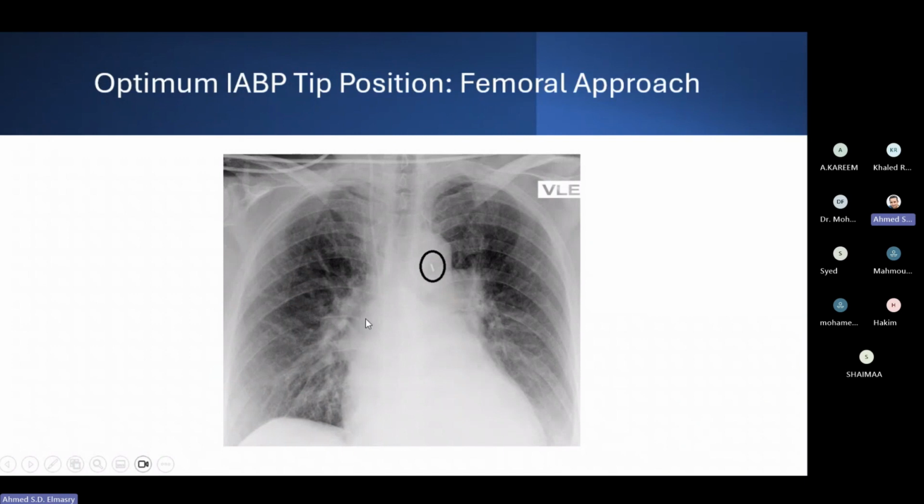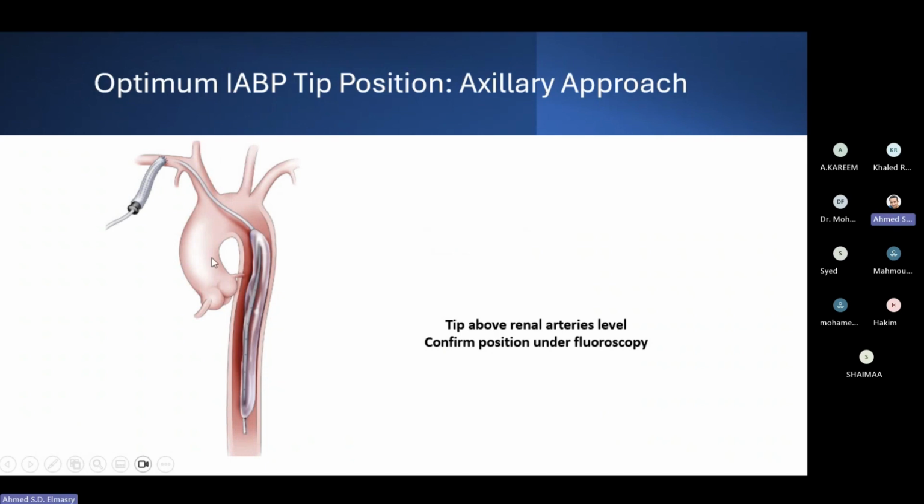And here in this chest X-ray, this is the optimum position of the femoral approach of the intra-aortic balloon. And this is the carina, 2 centimeters above the carina. And this is the axillary graft, introducing the catheter through the axillary graft down to the proximal part of the descending aorta. And the tip ideally should be above the level of the renal artery.